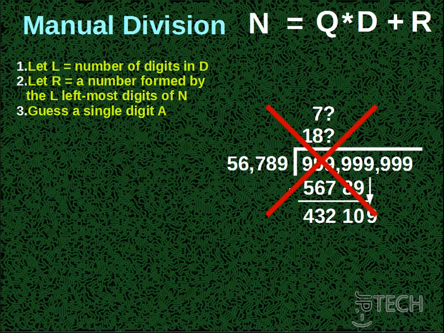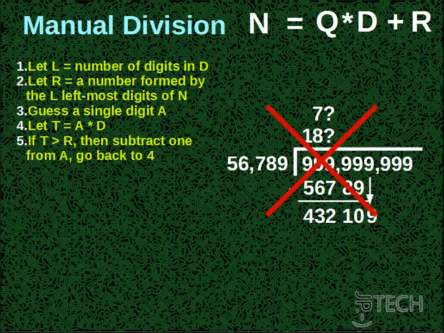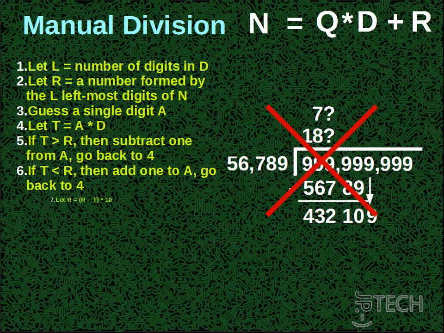We then take a guess at a single digit that when multiplied by our denominator is then subtracted from our result. If we guess too high, we have to go back and subtract 1 and guess again. If we guess too low, then we have to add 1 and go back and guess again. Then, in order to bring down the next digit, we multiply our temporary result, R, by 10. Once we have the right guess, we subtract.